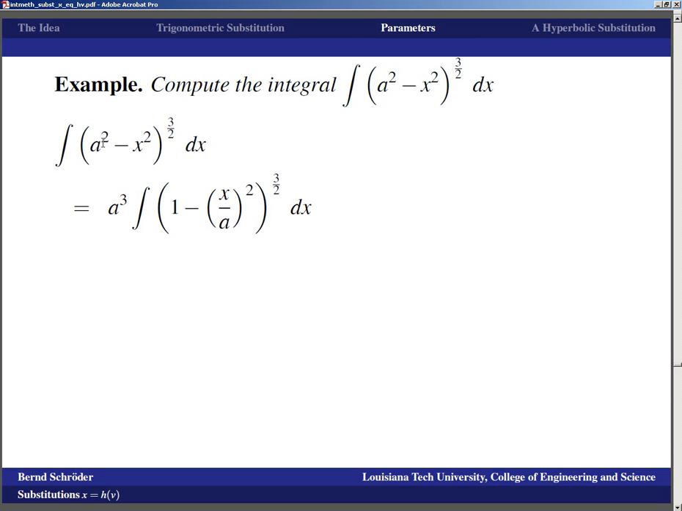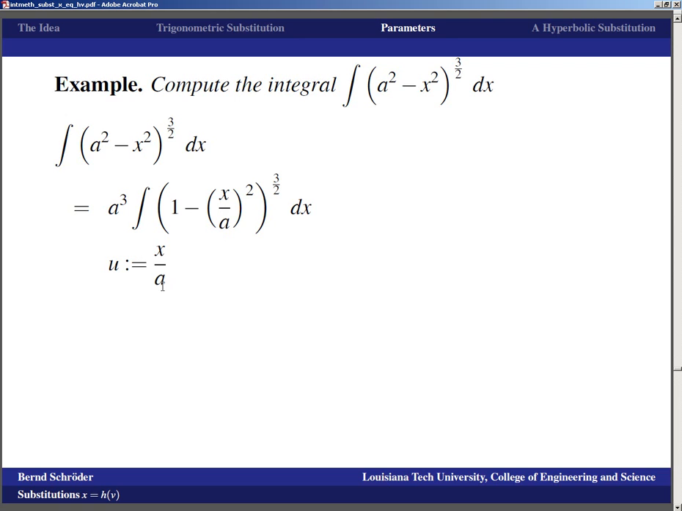Well, if I factor out an a squared out of this expression, I end up with a squared times 1 minus x over a quantity squared. And if I take an a squared and raise it to 3/2, I end up with an a cubed. So all I've done here is, from here to here, I have taken the a squared out of the integrand. Now this one we know, except that we would have to do a quick u substitution. So those u substitutions certainly don't go away.